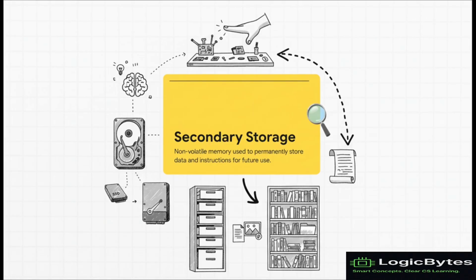But here's the catch with that workbench. What happens when you turn off the lights for the night? Poof! It gets cleared off. That's where your storage comes in, your hard drive or your SSD. This is the brain's long-term memory. This is the filing cabinet, the library, where all your programs, all your documents, and all your photos are stored safely and permanently, just waiting to be pulled out onto the workbench when you need them.